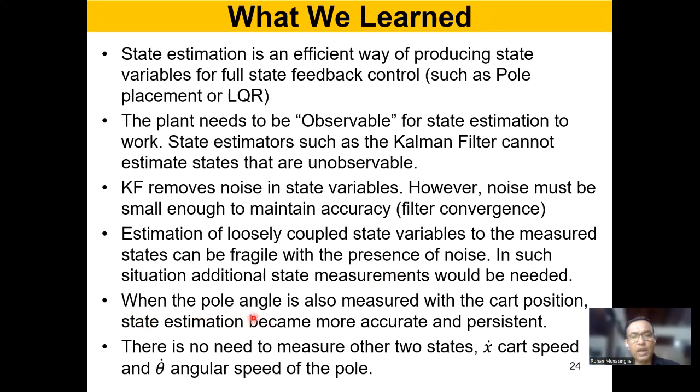Then, when the pole angle is also measured with the cart position, state estimation became more accurate and persistent. So that is the two sensor case versus the one sensor case. And we have seen that there's no need to measure the other two states, x dot and theta dot, because the Kalman filter can accurately predict these two, and you can go ahead with the linear quadratic regulator.